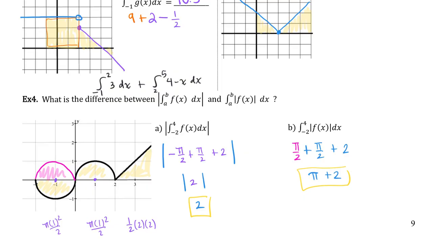Okay, example 5 is a calculator question. Go ahead and try them on your calculator. Check your answer with the notes posted on Canvas.